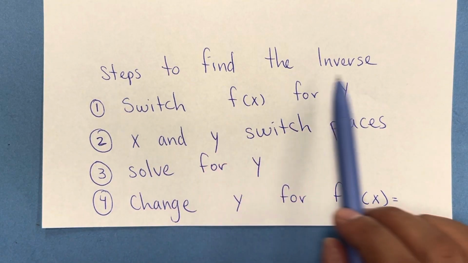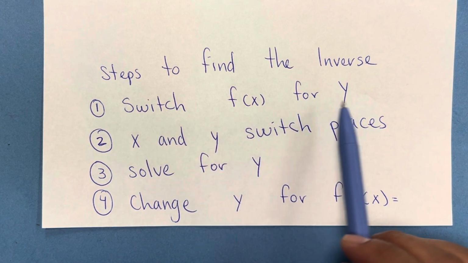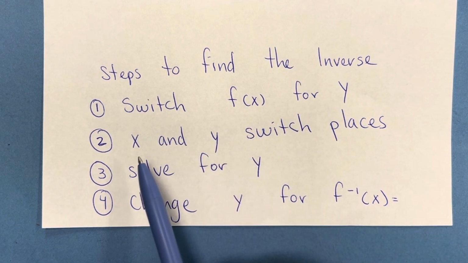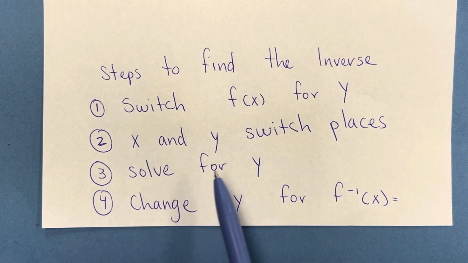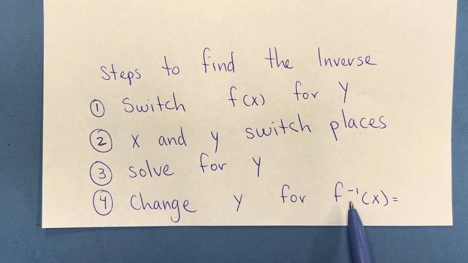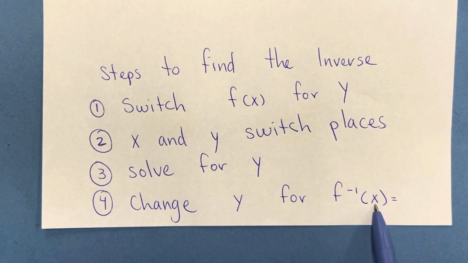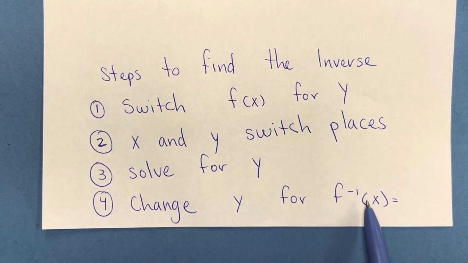It says steps to find the inverse. The first step is to switch f of x for y. After that, you're going to have x and y switch places. The third step is to solve for y now that you switched them. And finally, you're going to change y for the inverse of f of x. That's how you read this. The inverse of f of x. Okay, so this is f of x. This is the inverse of f of x.